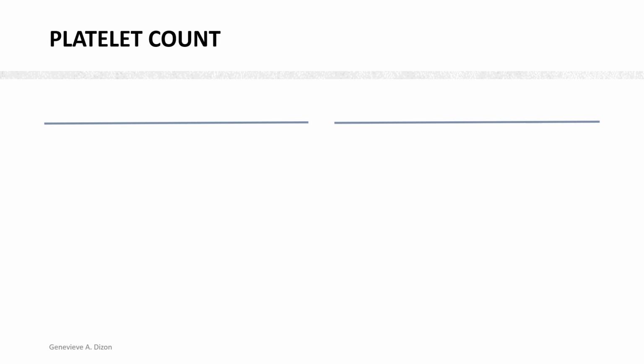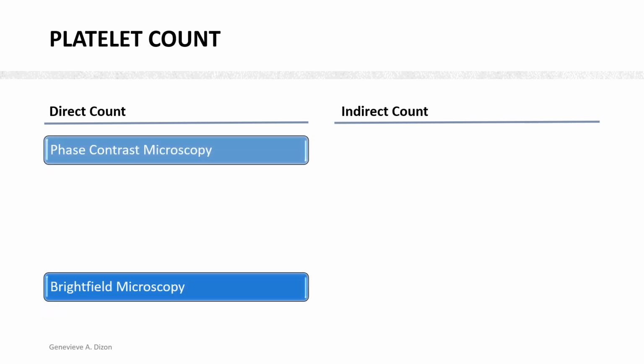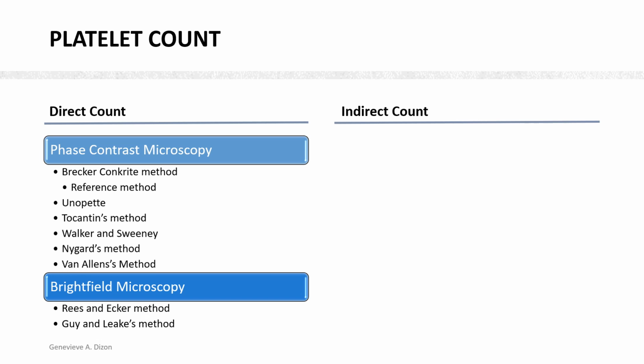There are 2 different approaches in counting for platelets. We have the direct and the indirect count. The hemocytometer method is under the direct count. And under the direct count, we can either use phase contrast microscopy or bright field microscopy. Different methods may be seen under each type of microscopy. But among all of these methods, the Brecher-Cronkite method is considered as the reference method.